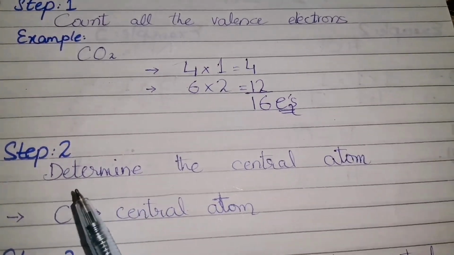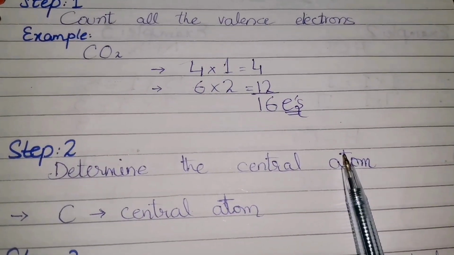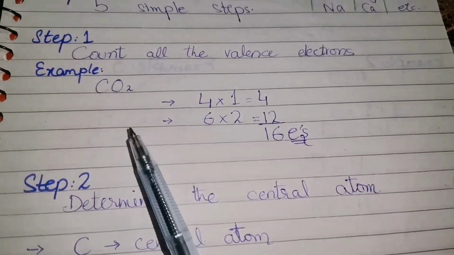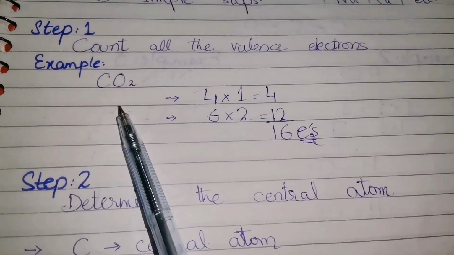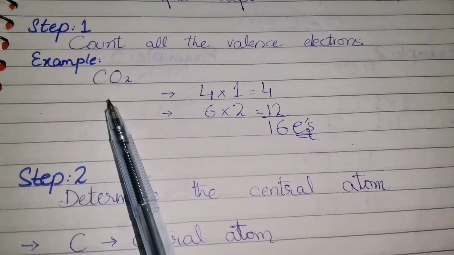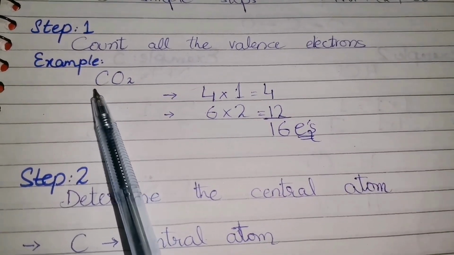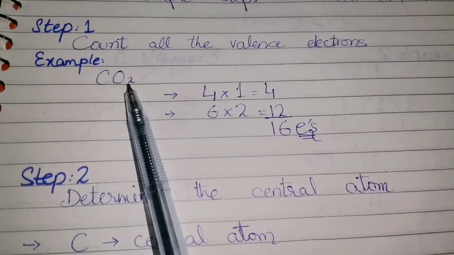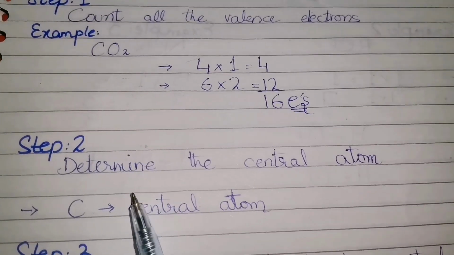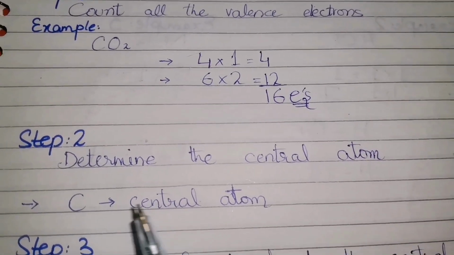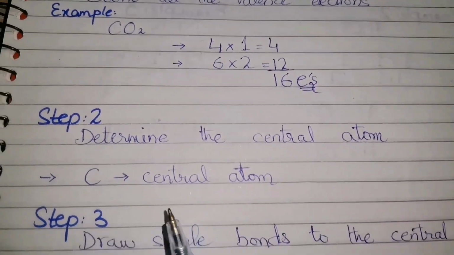Now step 2 is determine the central atom. The one which will be present alone will be considered as the central atom. So which one is alone? Carbon. There is only one carbon present and 2 oxygens. So we will consider carbon as the central atom in this case.